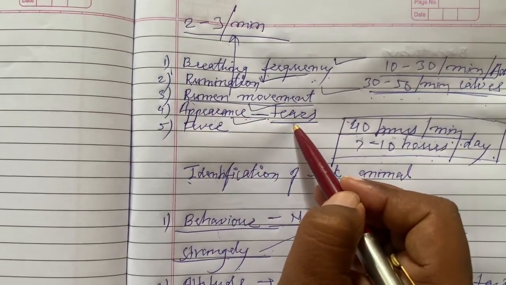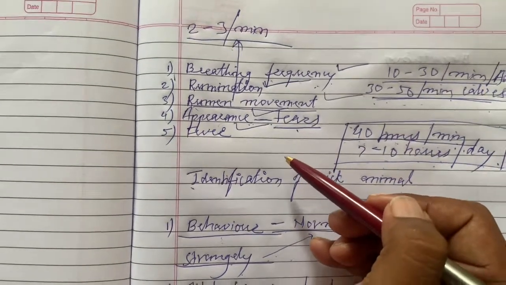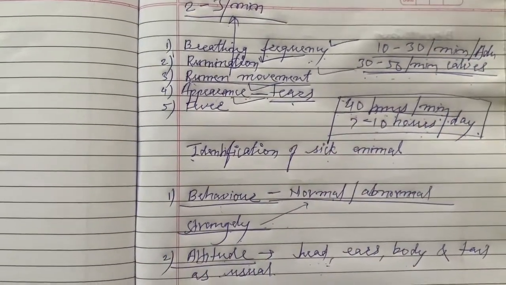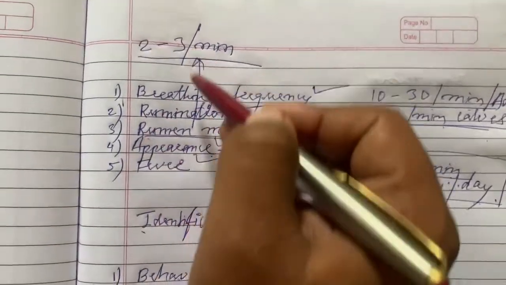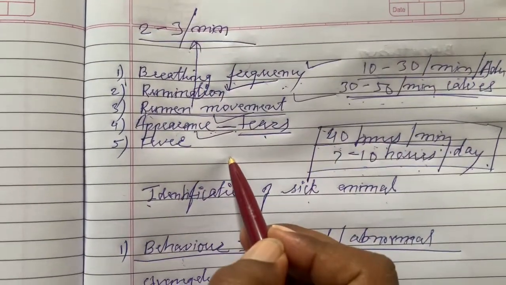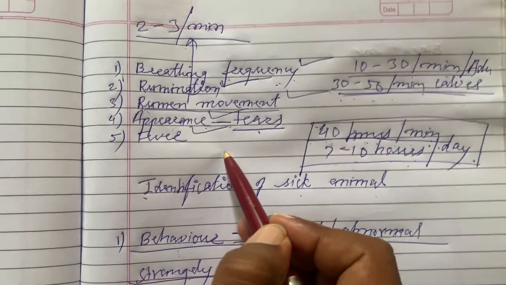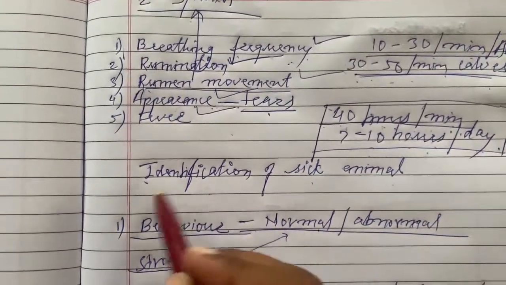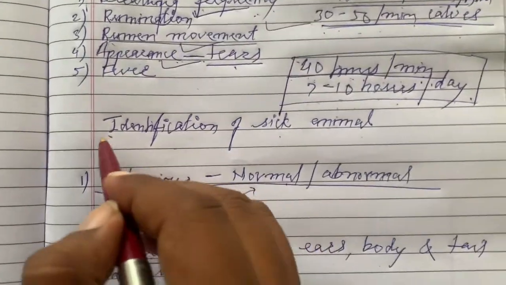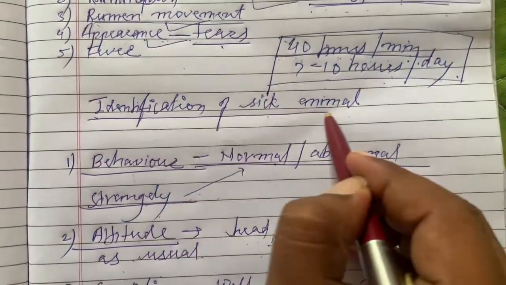Then the fever. Normally it is less than 101 degrees Fahrenheit. So these are the few important points on the basis of which we may say that an animal is normal or abnormal, and that help to identify sick animals.